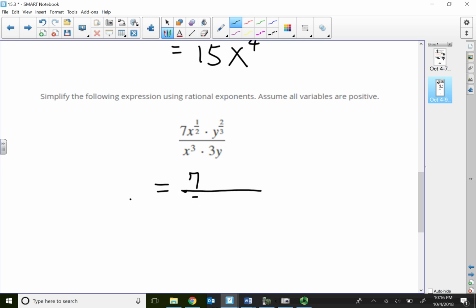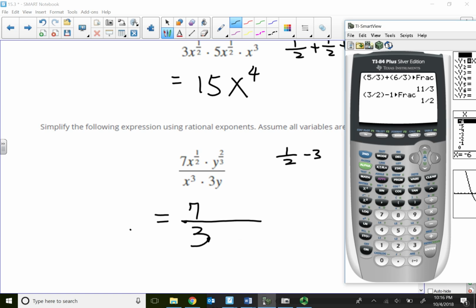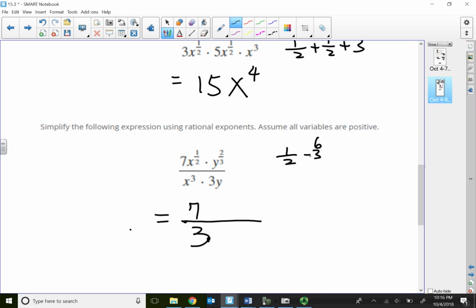7 on top over 3. Okay, I got x on top. I got x in the bottom, so we will take the top exponent and subtract the bottom. So that will be half minus 3, with the 7 over 3 staying as the coefficient. So let's see what that is. And if you ever hear me talking about the ancient Chinese secret, we can quickly do this. 2 times 3 is 6. 1 minus 6 is negative 5. So this is going to be negative 5 over 2 right away.